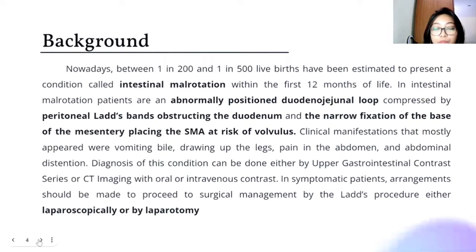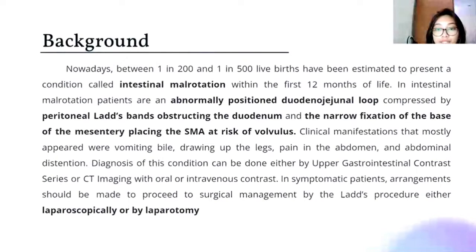Nowadays, between 1 in 200 and 1 in 500 live births have been estimated to present a condition called intestinal malrotation within the first 12 months of life. In intestinal malrotation, patients have an abnormally positioned duodenojejunal loop compressed by peritoneal Ladd bands, obstructing the duodenum, and a narrow fixation of the base of the mesentery, placing the SMA at risk of volvulus.